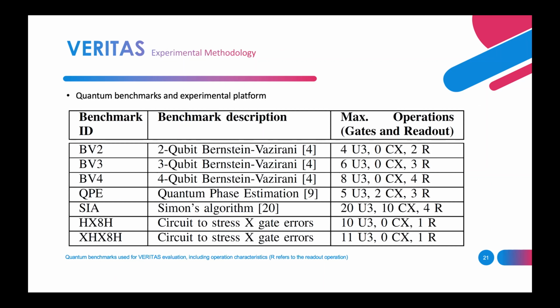So this is the algorithm that they ran. The 2-qubit BV algorithm, or Bernstein-Vazirani algorithm, for up to 4 qubits, and they ran the quantum phase estimation, Simon's algorithm, and the circuit to stress X gate errors, which is a basic dummy experiment with one H and X gate at the beginning, and then 8 H gates, which is rotation by a half, after that to just evaluate the performance of the quantum machine.